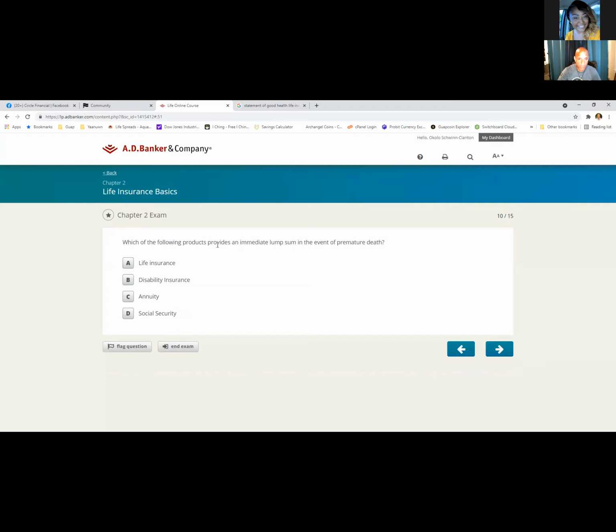Which of the following products provides an immediate lump sum in the event of a premature death? Life insurance, disability insurance, an annuity, or Social Security?